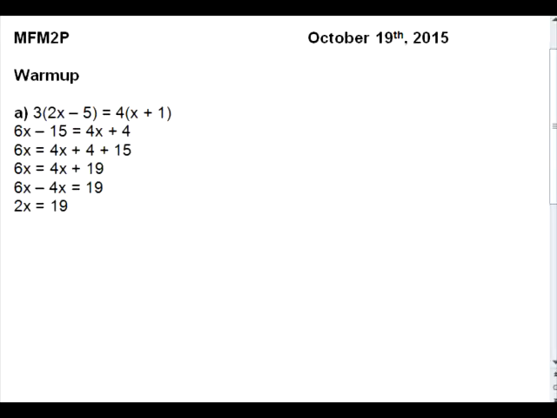Good. All right, Avery, the last step here is going to be what? Divide by 2, good. So you get x = 9.5.